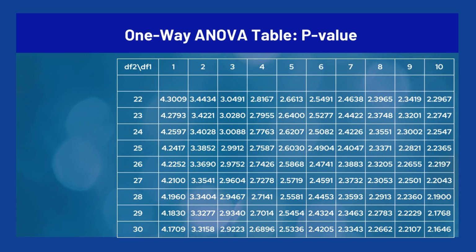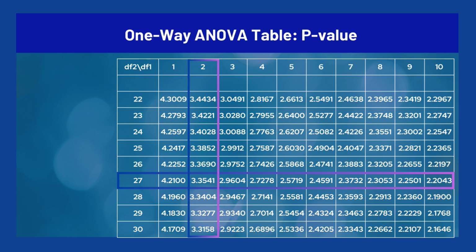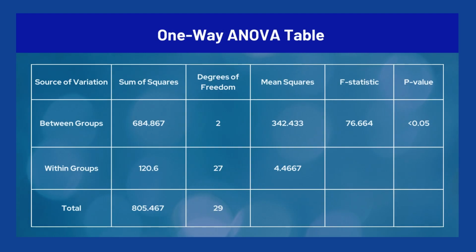Considering the F distribution for the significance level of 0.05. First, locate the row in the table corresponding to the denominator degrees of freedom of 27. Then, find the column in that row corresponding to the numerator degrees of freedom of 2. The table value at this intersection represents the critical F value for a significance level of 0.05. The calculated F statistic of 76.664 is greater than the critical value of 3.3541. This means the p-value is less than the significance level of 0.05. The ANOVA table is obtained.